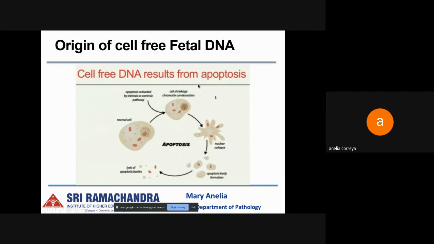So what is the origin of this fetal DNA? Basically they say that the placenta continuously undergoes apoptosis, and during apoptosis there is shrinkage of the chromatin, chromatin condensation, and formation of apoptotic bodies. When there's lysis of these apoptotic bodies, the nuclear debris with the nuclear material will be sent into the maternal circulation, and from that the cell-free fetal DNA can be isolated.